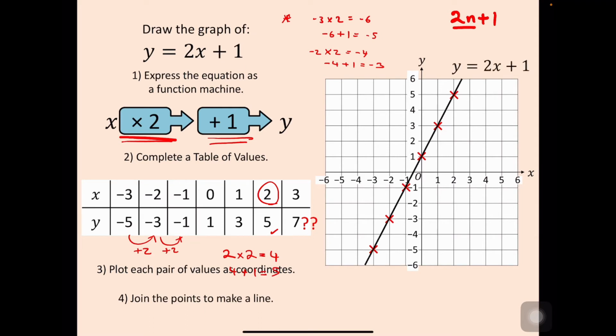Yeah, we obviously couldn't fit this one in due to the grid, but we can see that it is going to be somewhere here, right? So if we were to extend that line, we could include that last coordinate.